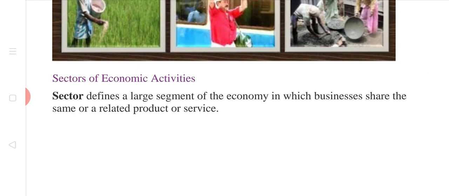Sectors of economic activities: a sector defines a large segment of the economy in which businesses share the same or a related product or service. It means a large segment. Suppose so many people are working in agriculture, that is called the agriculture sector. Suppose so many people are engaged in manufacturing, that is called the manufacturing sector. If so many people are engaged in services, that is called the tertiary sector or service sector.